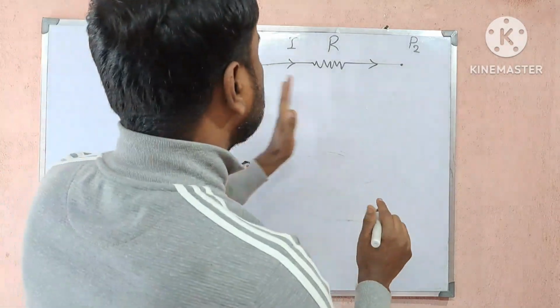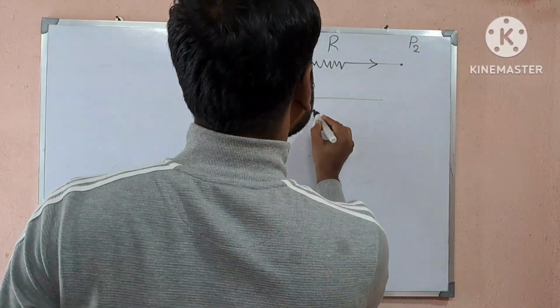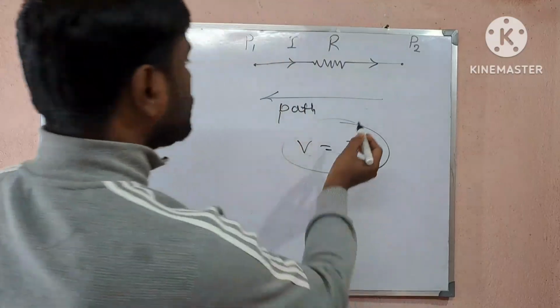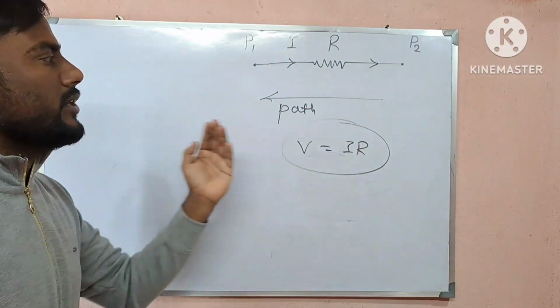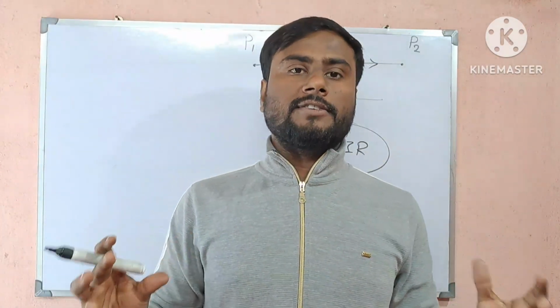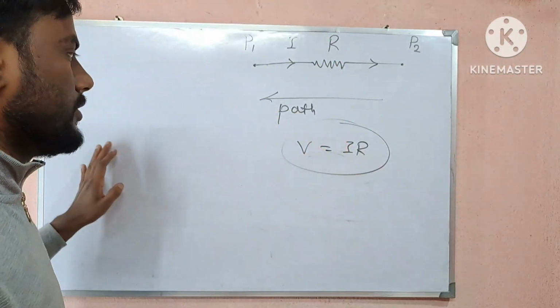Now imagine in the same resistor, if the path is in this direction, then the potential across the resistor V will be plus IR. Why? Because here the path is from lower potential to higher potential. That means we are moving from lower position to higher position. That means we are gaining something. That means things are added to us. That is why we will use a positive sign.